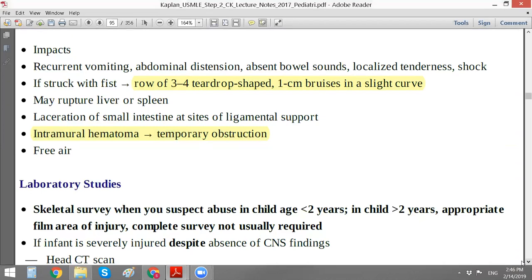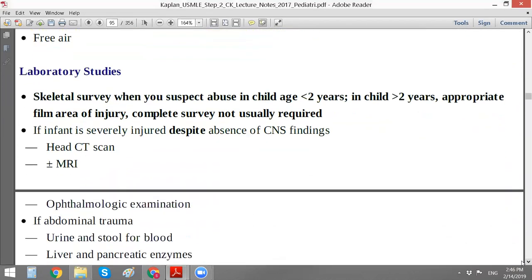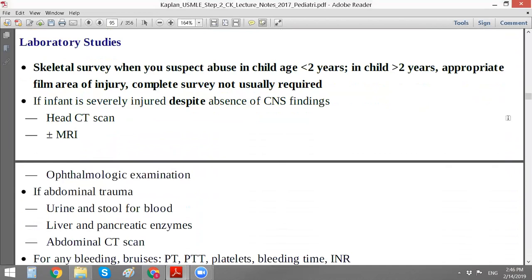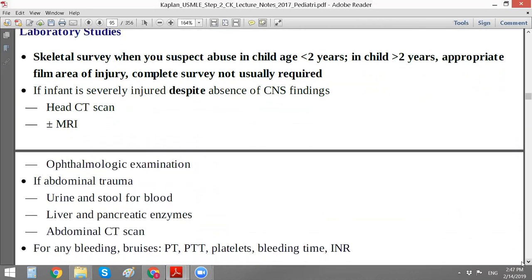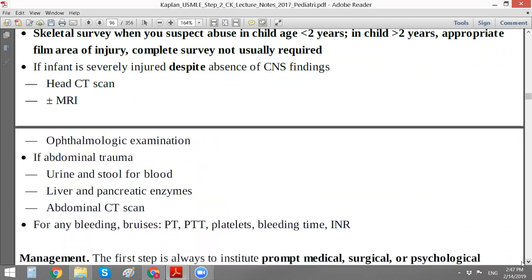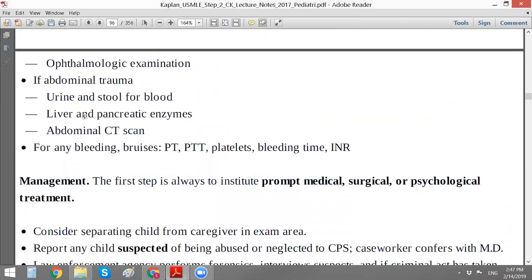And then we have lab studies. Skeletal survey when you suspect abuse in a child aged less than 2 years. In a child greater than 2 years, appropriate film of the area of injury. Complete survey is not usually required. If the infant is severely injured despite absence of CNS finding, then do CT scan, MRI, ophthalmologic examination. If abdominal trauma, then urine and stool for blood, liver and pancreatic enzymes, abdominal CT.